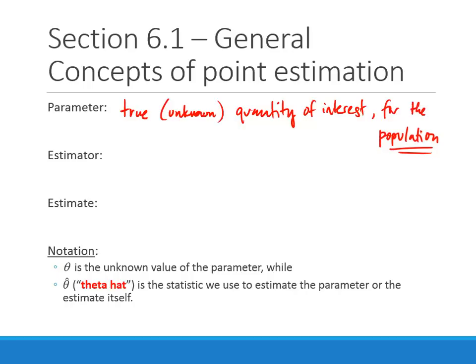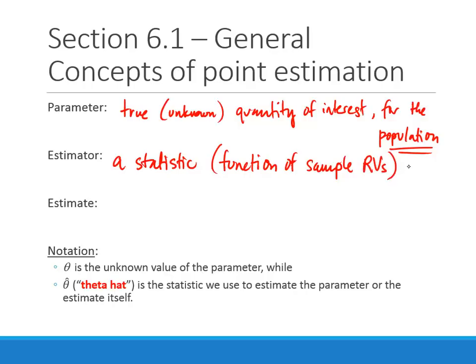So the estimator here is a statistic, and in particular, again, this is a function of my sample random variables. To estimate that true unknown quantity, I'm going to use a statistic, which is what I calculate from my sample data, from the random variables that I have in my sample.